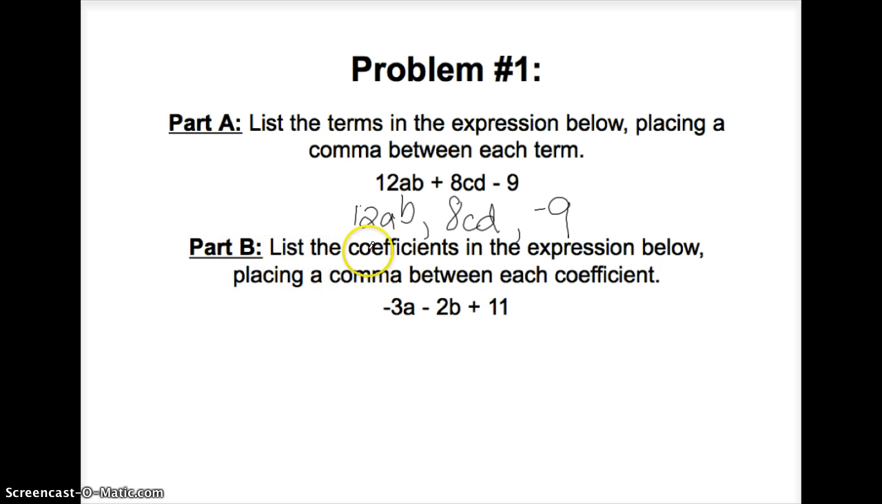Okay, part B. List the coefficients in the expression below, placing a comma between each coefficient. Remember, the coefficient is the number next to the variable. Okay, so we have 2 coefficients here. 11 is not a coefficient because remember, co means with. It needs to be with a variable. So 11 does not have a variable, so it is not a coefficient. The coefficients we have here are negative 3 and negative 2. Okay, so you're going to need to explain in class why 11 is not a coefficient, or a constant is not a coefficient. All right, here's the next problem.